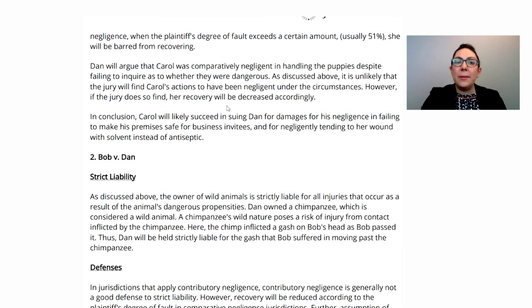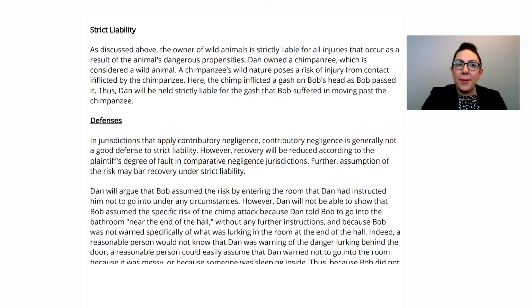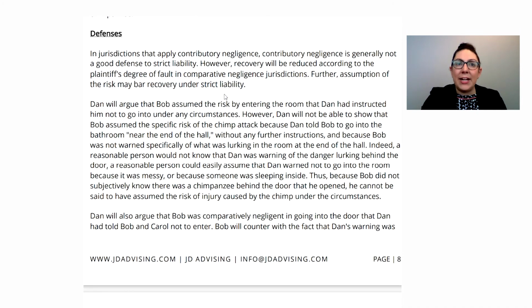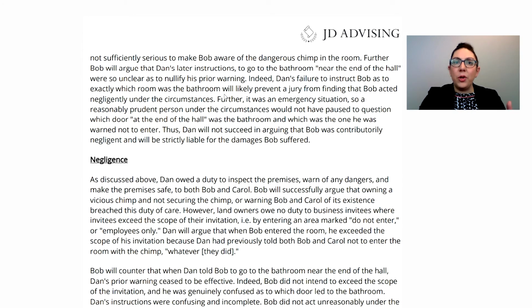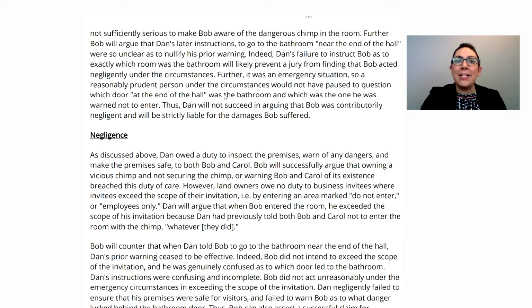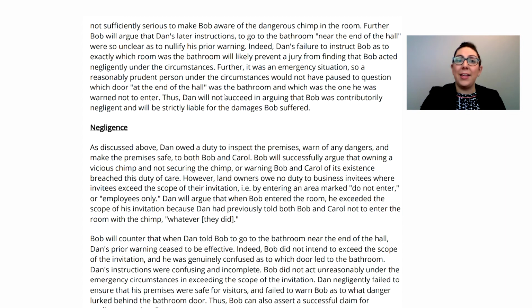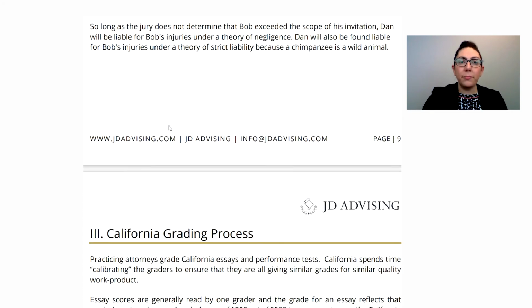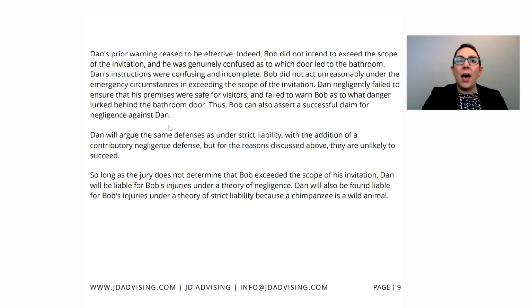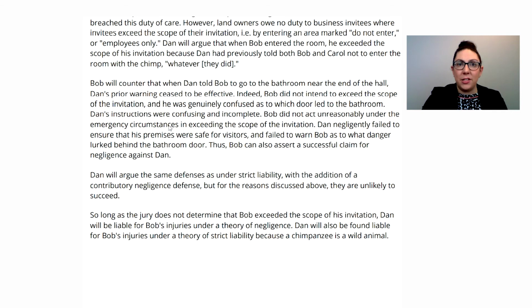And then finally, they go into Bob's claims. Again, strict liability for the chimpanzee injury, and then the defenses. If the claims are similar, you don't have to go through the rule statement twice. You can always say see above. If you've correctly stated the rule previously, you're generally not going to get credit for correctly stating the rule again. So as you can see here, the student says, as discussed above, and they quickly summarize negligence. So you don't have to include a detailed rule statement again, but they do go through and analyze the facts relevant to Bob's claim for negligence.